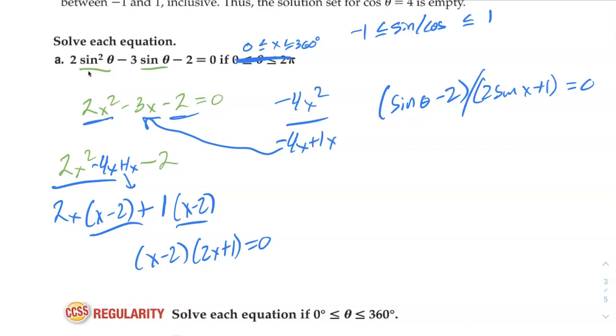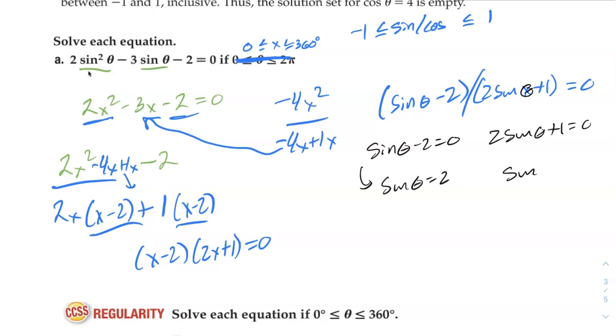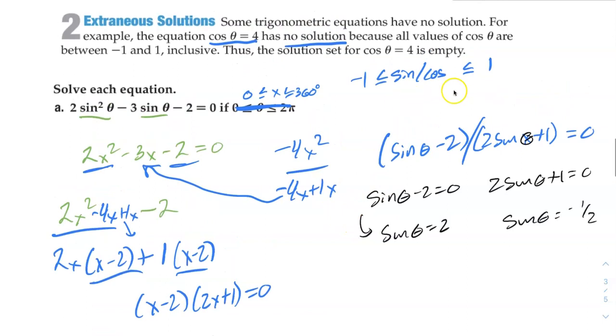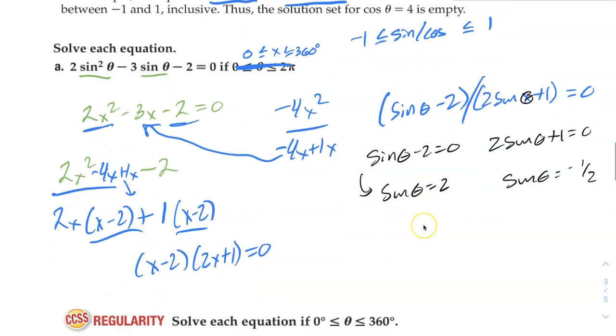Split and solve each one separately. So sine of theta minus 2 equals 0, and 2 sine of theta plus 1 equals 0. I get sine of theta equals 2 and sine of theta equals negative 1/2. Now sine of theta equals 2, you actually can't solve. It's too big. Remember, sine is between negative 1 and 1, so to be anything like this, there's no solution.